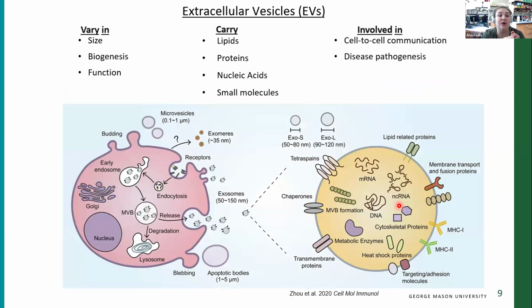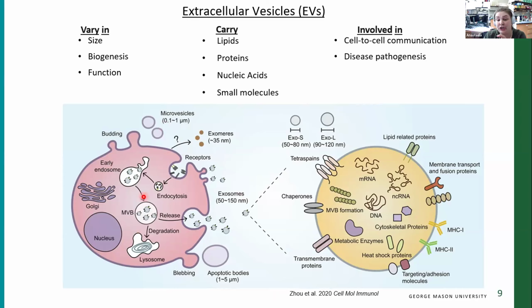In order to answer this, we looked at extracellular vesicles, which are lipid membrane-bound vesicles or particles that range from anywhere of 50 nanometers all the way up to 5 micrometers. Extracellular vesicles, or EVs, range in size. They have differences in their biogenesis. Some of them are budding out. Some of them use the ESCRT pathway.